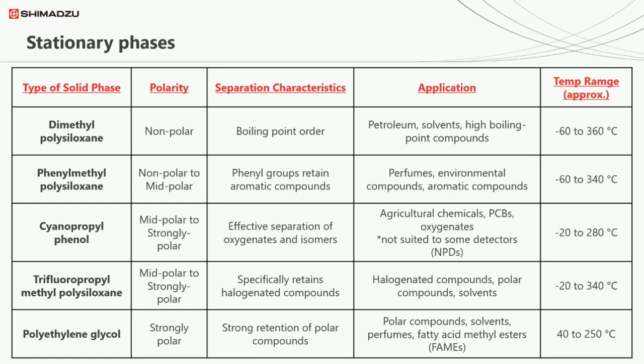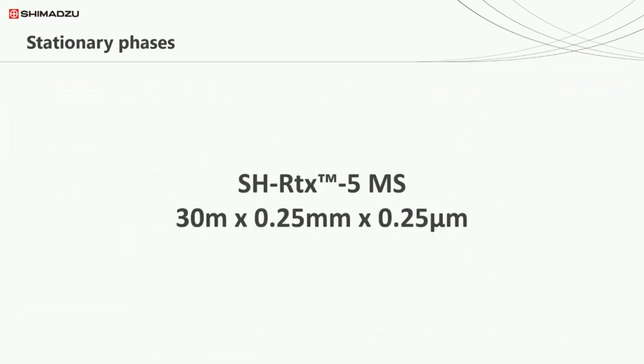As before, if you're not sure, use application notes for inspiration or talk to a column manufacturer. And if you've got no idea what's in your sample, try a 5% 30 meter 2525. This is the true jack of all trades column, and there's a good chance it'll do the job.